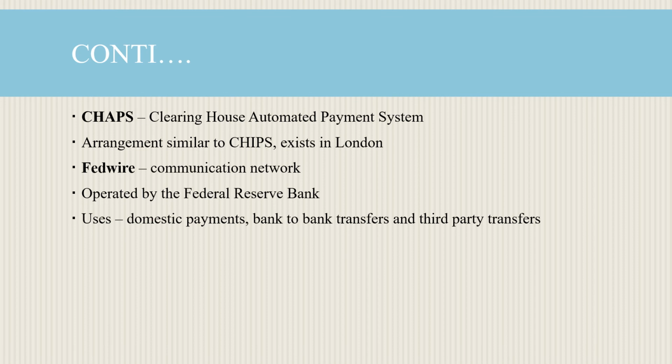Regarding settlement of a transaction, the communication is passed on through SWIFT and reaches CHIPS, the ultimate payment system. From there it moves on to Fedwire. Fedwire is a communication network which communicates to the Federal Reserve Bank, from where the amount is credited to the ultimate receiver. So this is how CHIPS works.